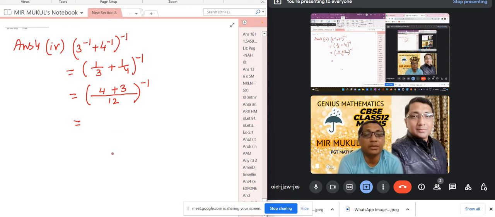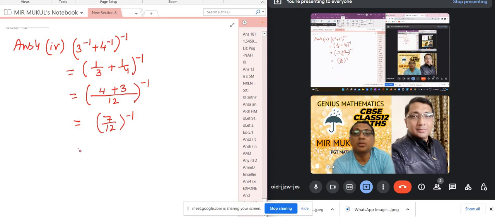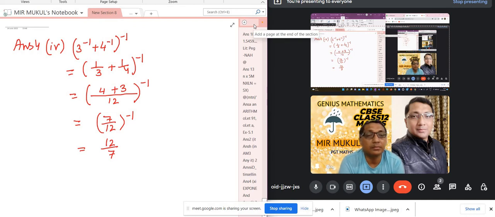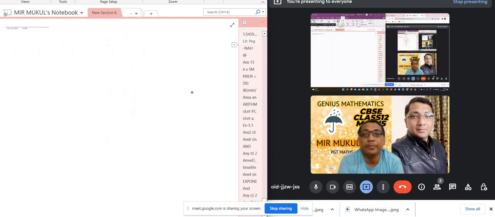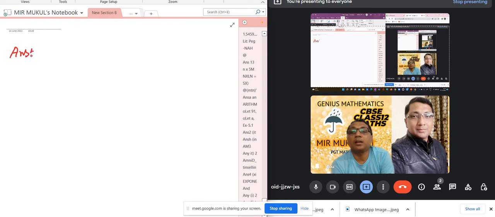Some students I observe facing problems taking the LCM. So by taking the LCM also we can add, and like this also we can add. So 7 upon 12 to the power minus 1. So we are getting 12 upon 7. So this is our answer. I hope you understood. Okay, now see the answer for question 5.